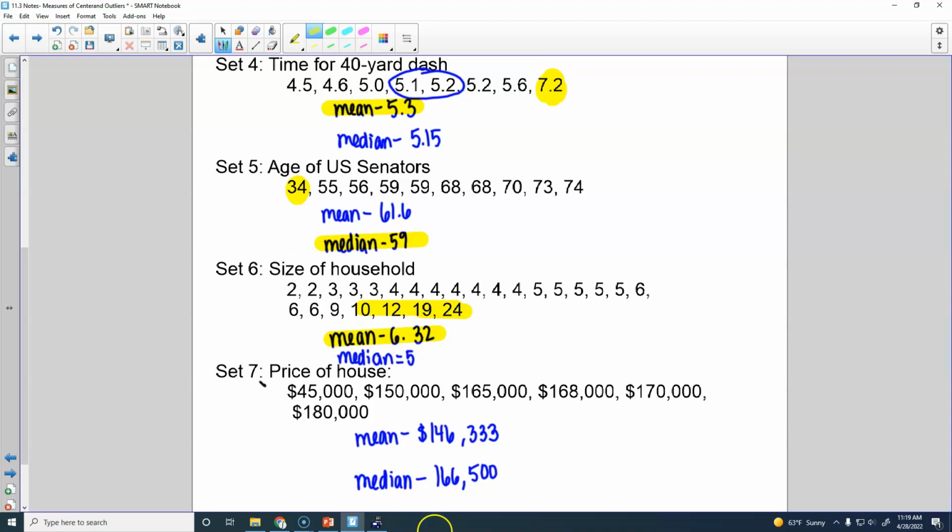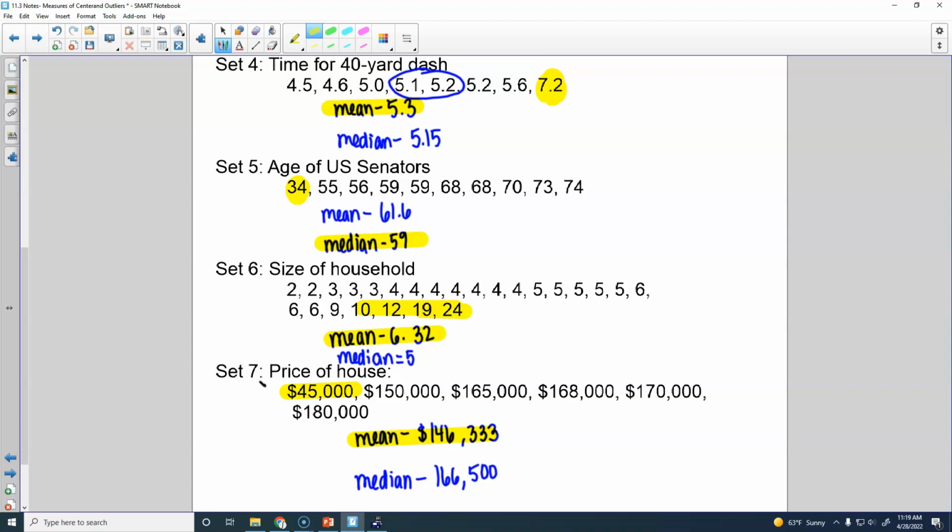And then we've got house prices. Got any that looks uncommon there? That's $45,000. This is the house on the end of the street that has just fallen in and it's not doing so hot, right? Nobody's taking care of that house. Notice here the mean is lower. So what we should see here in all of these cases except for one, the mean follows the outliers, right?